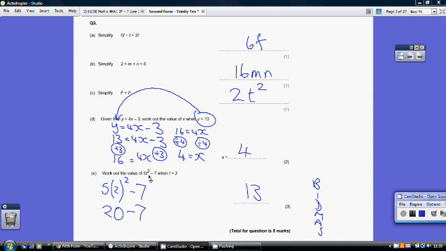Now for part E, the only catch is to make sure we follow BIDMAS. So with this first term, remember to do the squaring, because it is indices, before you do the multiplying by 5. All right, the powers, the indices, are done before the multiplication. So it has to be 2 squared, which is 4, and then 4 times 5 equals 20. So it's 20 take away 7, which is 13.